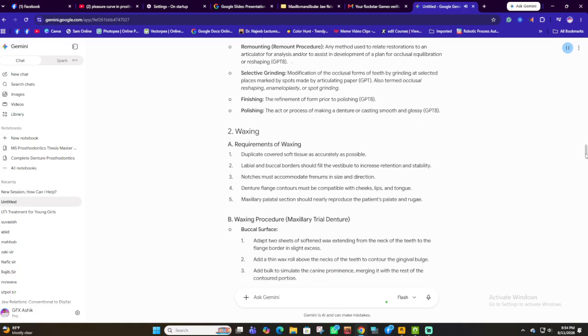Finishing: the refinement of form prior to polishing, GPT-8. Polishing: the act or process of making a denture or casting smooth and glossy, GPT-8.